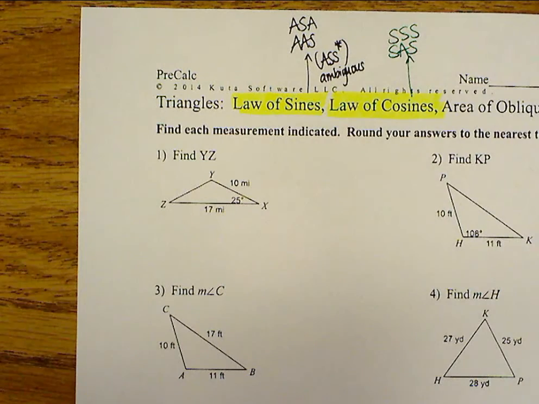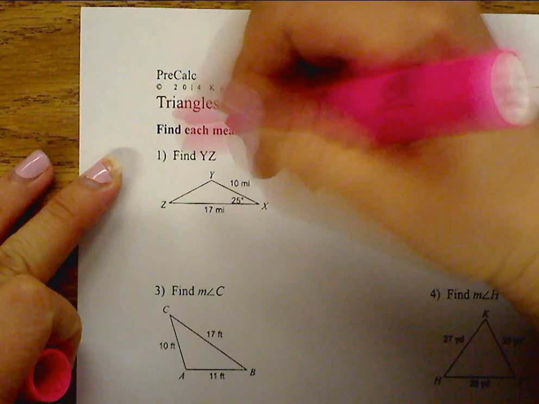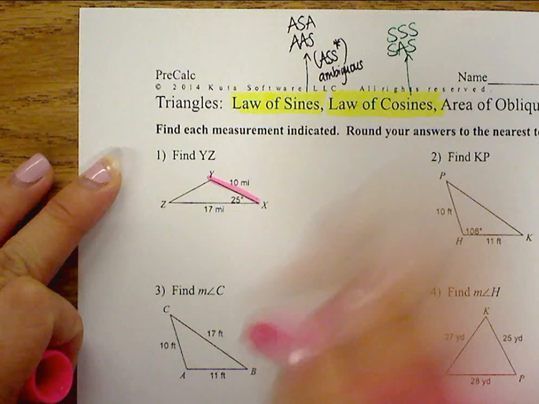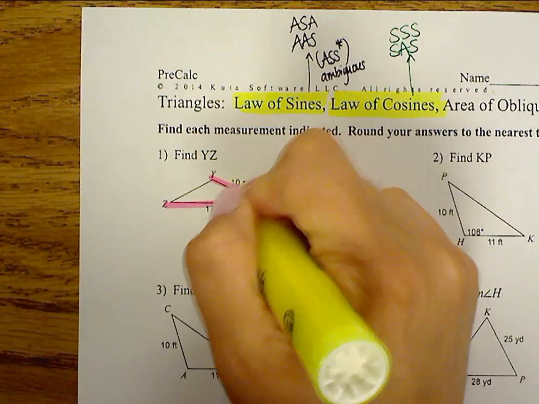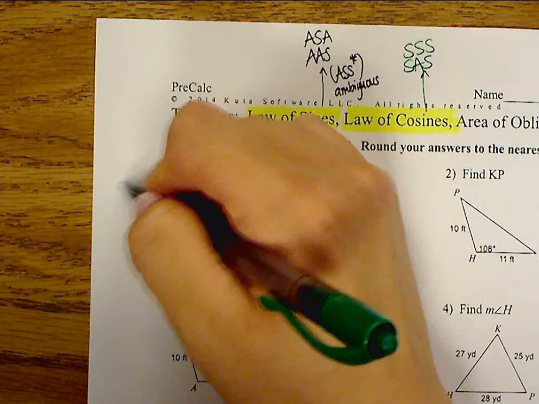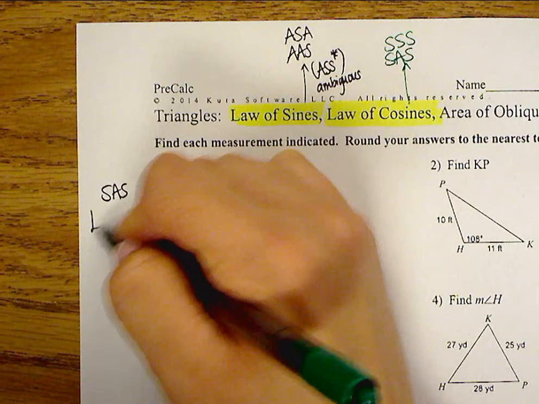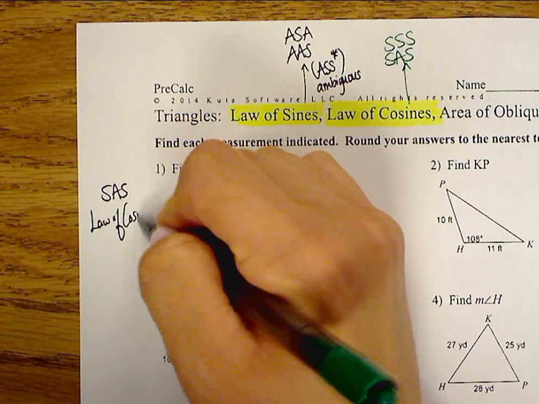Okay. So, number one, I'm going to first figure out what I have. I have two sides and an included angle. So that tells me that this is an SAS kind of situation, and I know that for SAS I use law of cosines. Okay? I'm going to use cosines on this example.